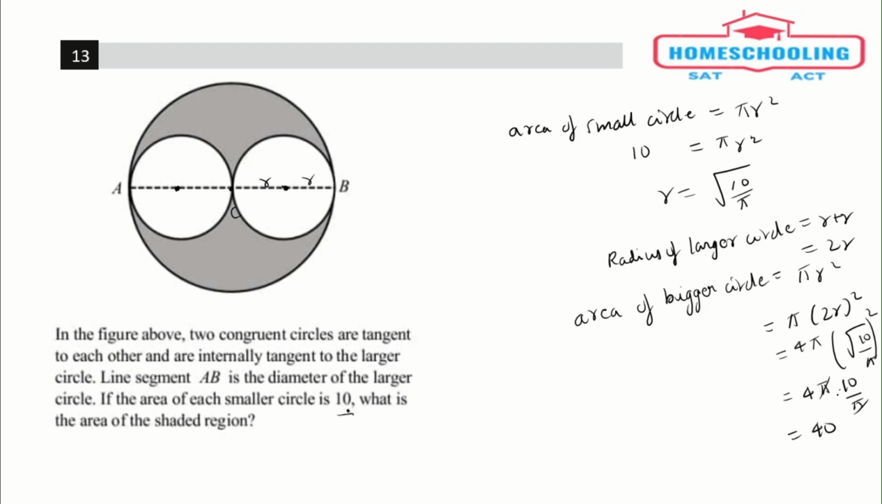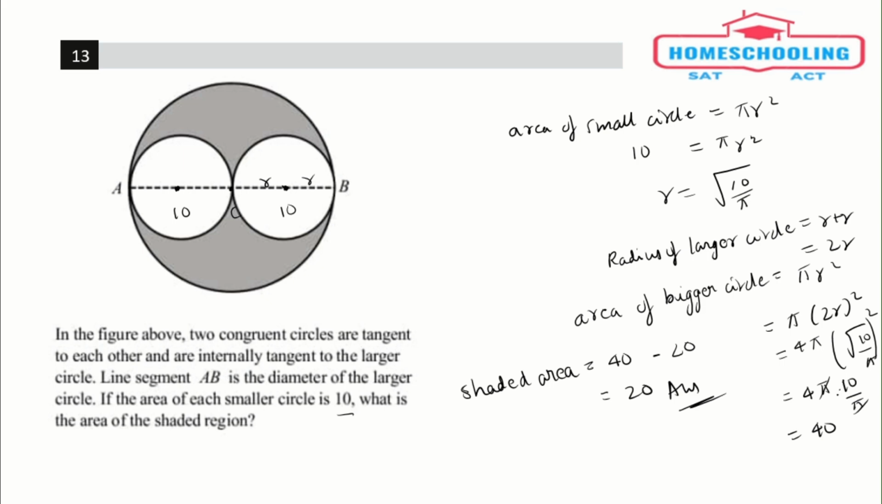As we know, the area of each smaller circle is 10. So if this circle is 10, and these two smaller circles are congruent to each other, this will also be 10. So the shaded area would be the area of the largest circle, which is 40, minus these two circles, that is 10 plus 10, 20. So the area of the shaded region is 20. So this is your answer.